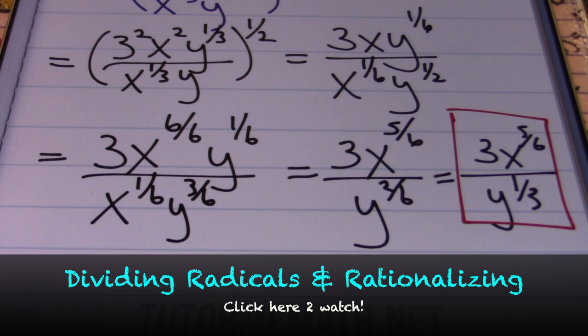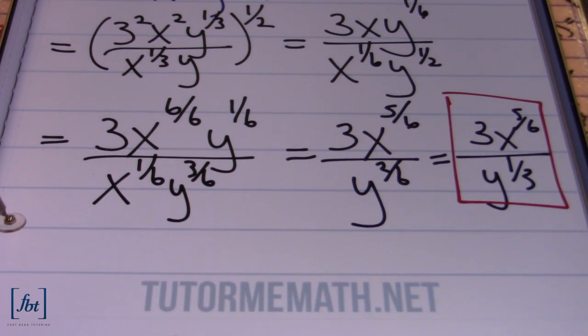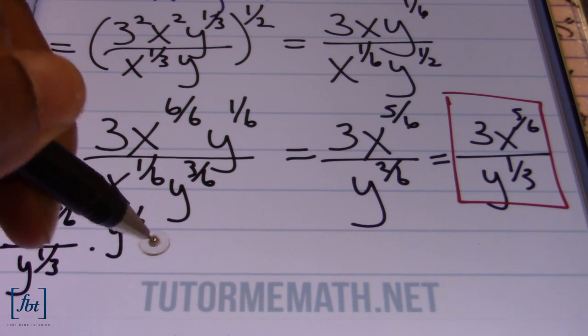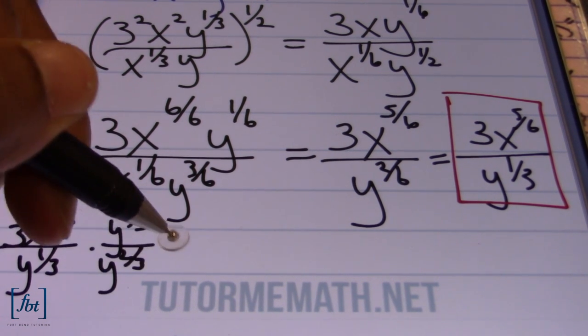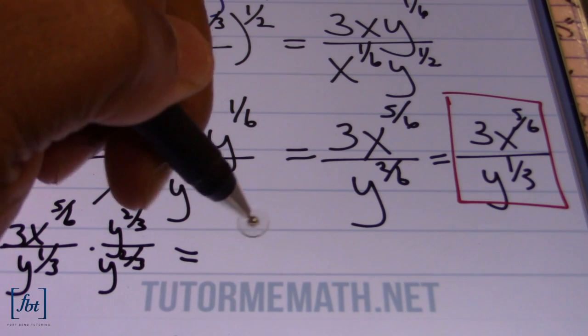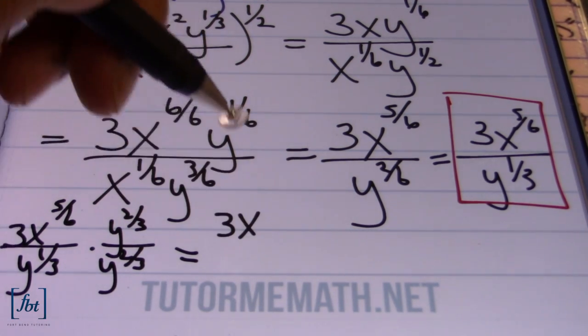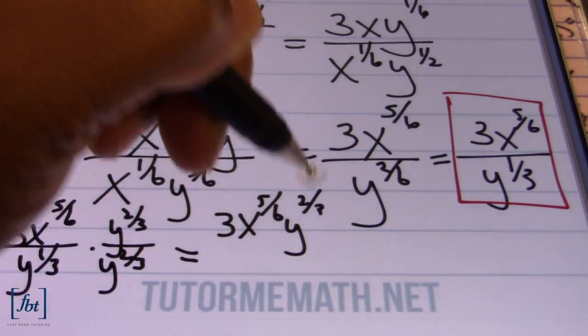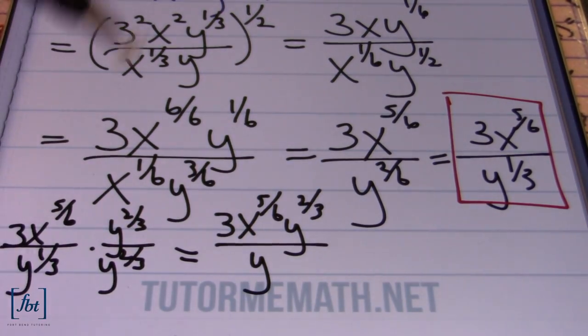In that case, you'll need to rationalize it. So you would end up multiplying the numerator and the denominator by y to the 2/3. All right, that's what you would do. And this is going to look a hot mess, but it'll get you the answer that you're looking for. All right. This is just going to be over y now, because the 1/3 plus the 2/3 gives you 3/3, which is 1.